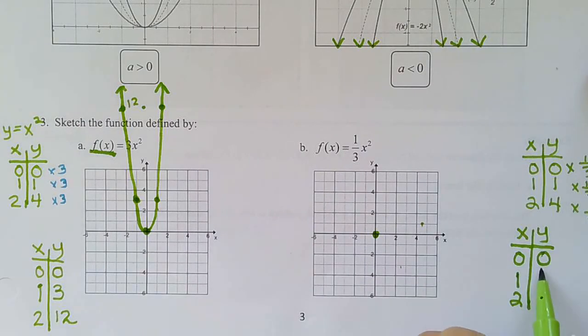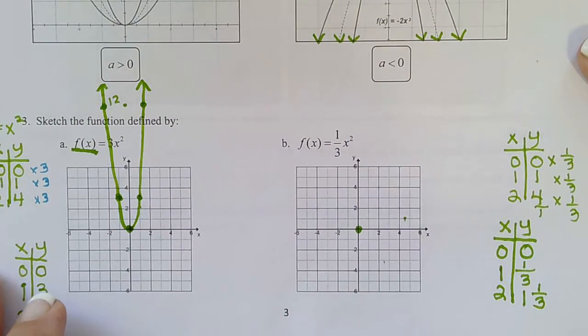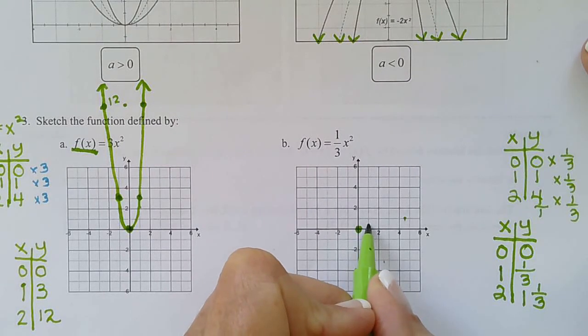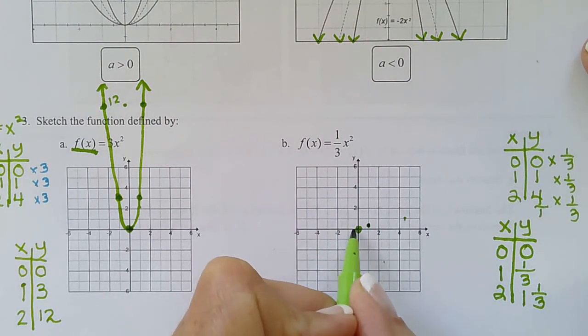1 times a third is 1/3. And 4 times a third, you can do it on your calculator or in your head, it's 4/3, which is 1 1/3. And if you multiply it on your calculator, 4 times 1 fraction bar 3, it will give you that 1 1/3. So we go over 1, up a third. So see how it's going up more slowly? That's what makes it wider.